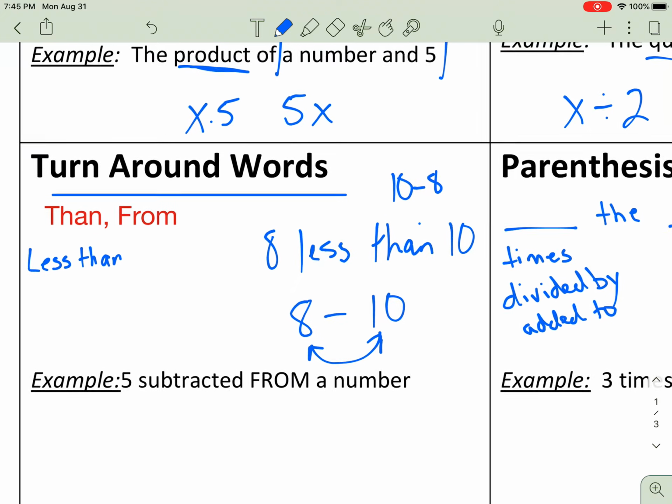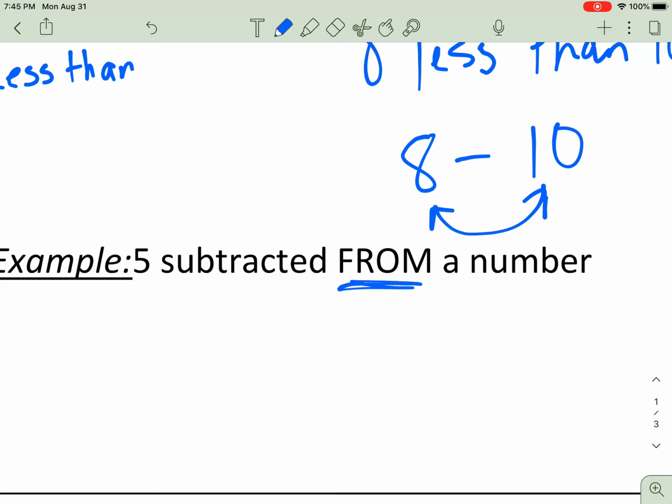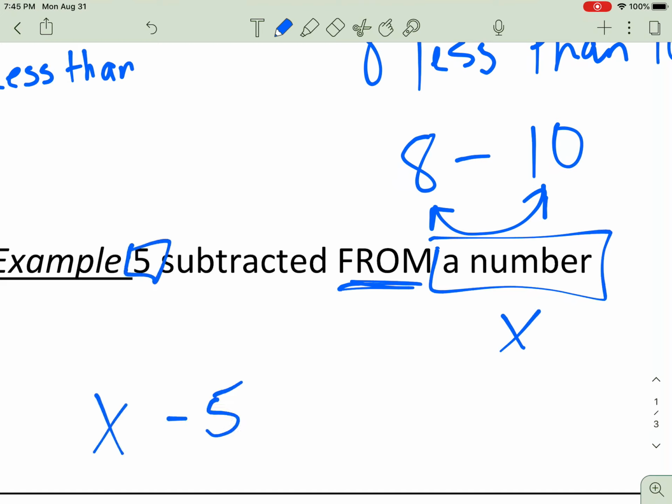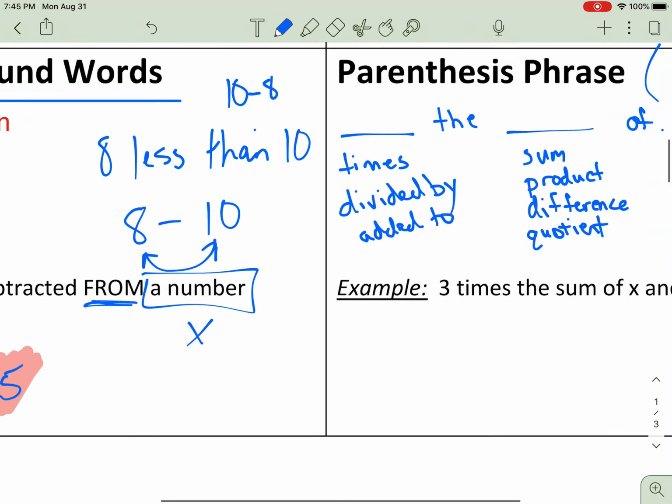Okay, so let's go ahead and look at the example here. 5 subtracted from a number. So that's a turnaround word, which means that a number goes first and 5 goes second. So x minus 5 is the correct order of that, not 5 minus x. So be very, very, very careful. This is the most frequently missed example.